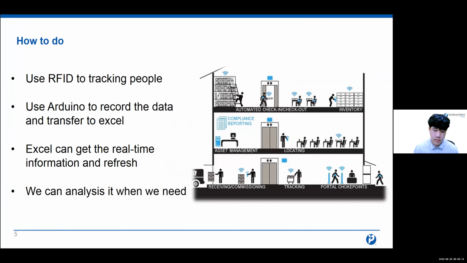So what do we do? We can set RFID on ID cards to achieve people tracking and use RFID to track the movement of personnel. Then we use the sensor to record the data and output it as Excel data. And then Excel can also update the information in real time. This data can help us analyze when a problem happens.